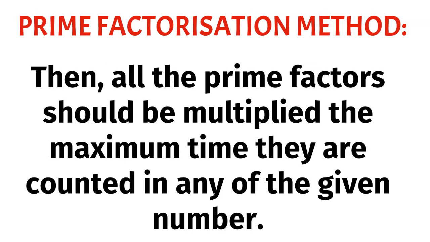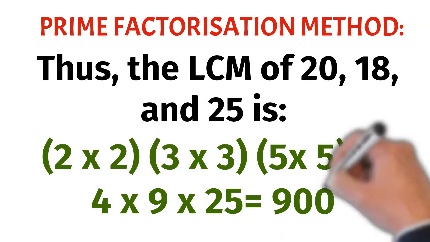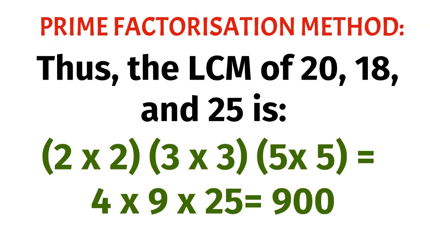Then all the prime factors should be multiplied the maximum number of times they are counted in any of the given numbers. Thus, the LCM of 20, 18 and 25 is 2 into 2 into 3 into 3 into 5 into 5 equal to 900.